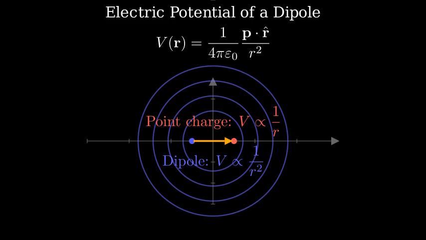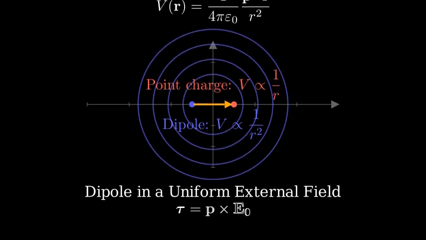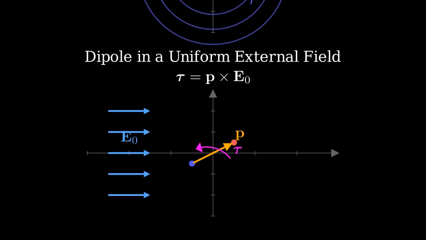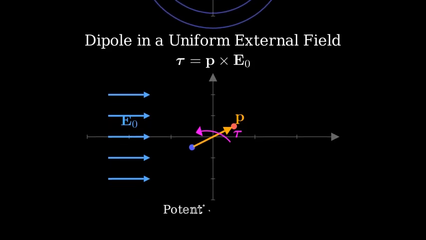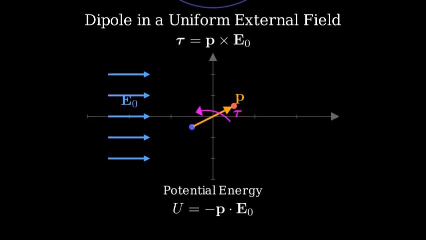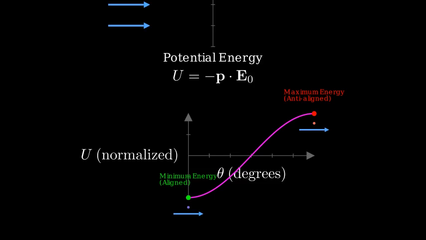Finally, let's discuss what happens when we place a dipole in a uniform external electric field E₀. When a dipole is placed in a uniform external field, it experiences a torque given by τ = p × E₀. This torque tries to align the dipole moment p with the direction of the external field E₀. The potential energy of a dipole in an external field is given by U = −p·E₀. This is minimum when the dipole is aligned with the field, and maximum when it's antiparallel to the field.